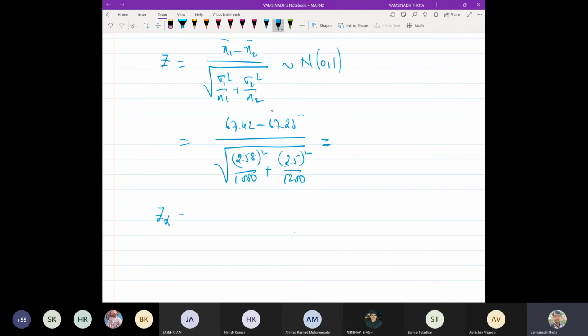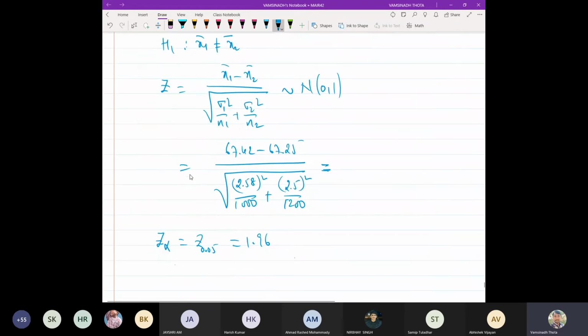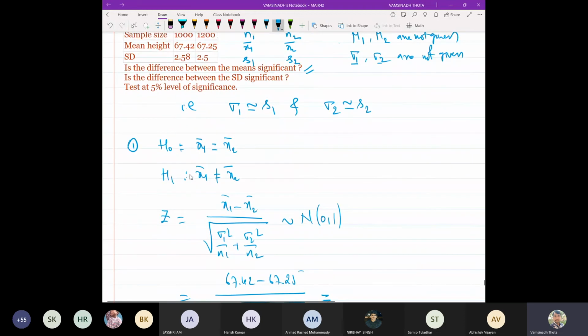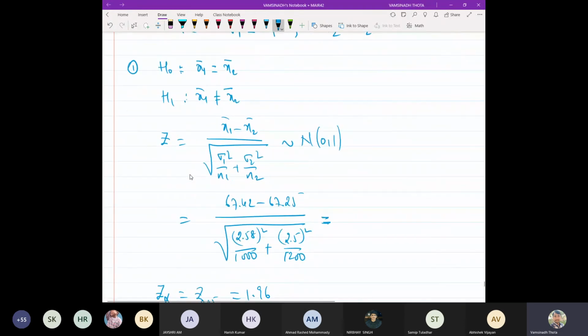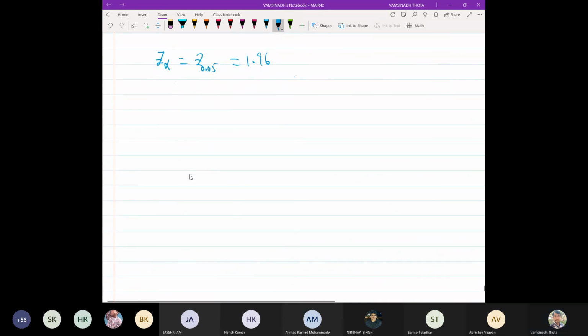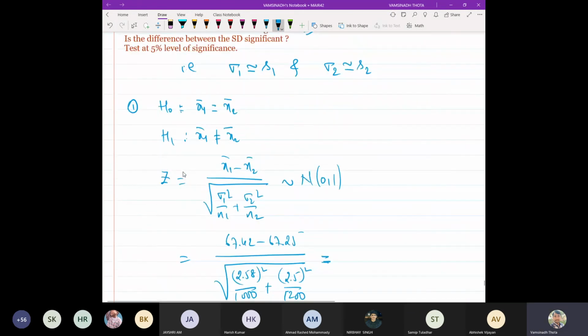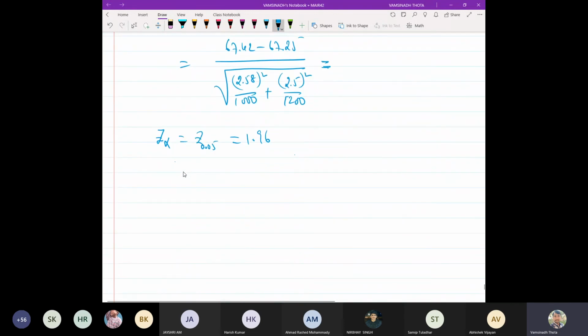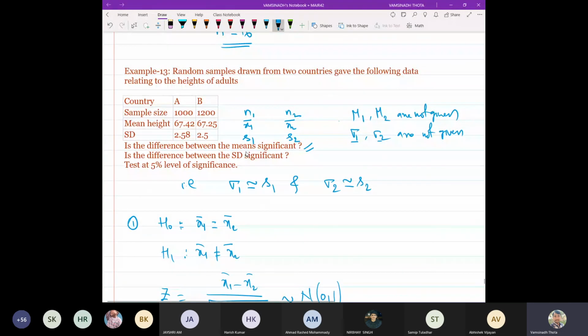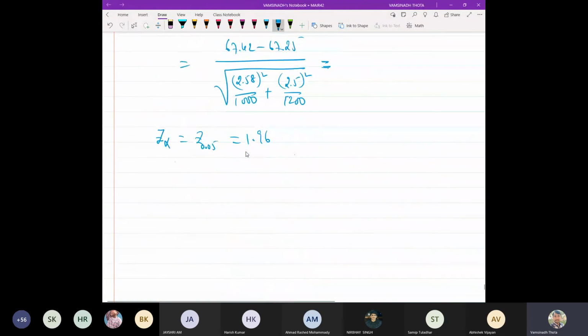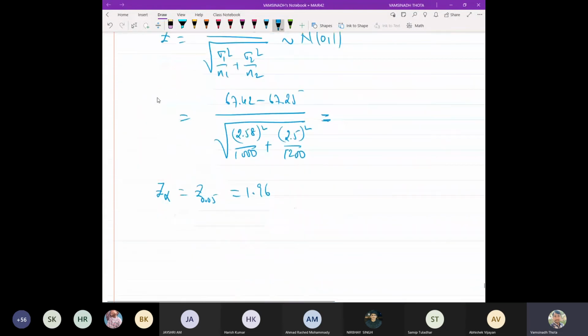What at 5% level? 5% means Z alpha, where alpha is 0.05, so it is 1.96. Based on the comparison, you give the conclusions depending on which of H0 and H1 you are going to accept. Depending on the acceptance or rejection, you conclude: there is no difference between the sample means, or there is a significant difference between the sample means at 5% level of significance.